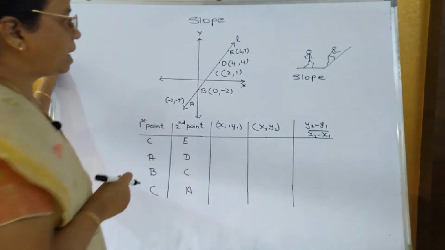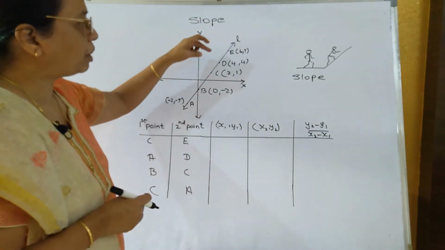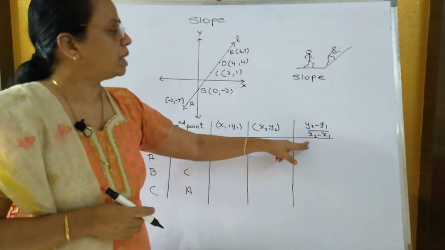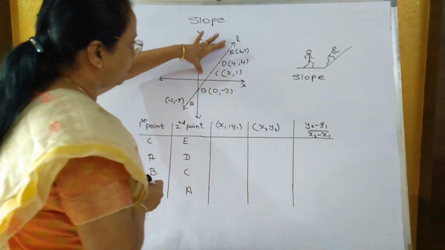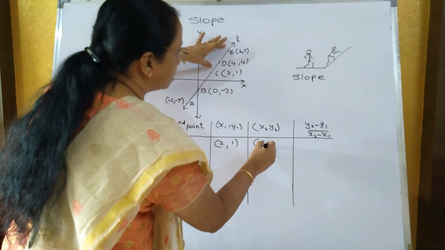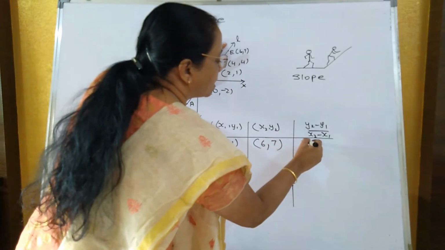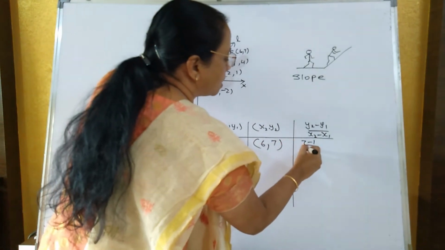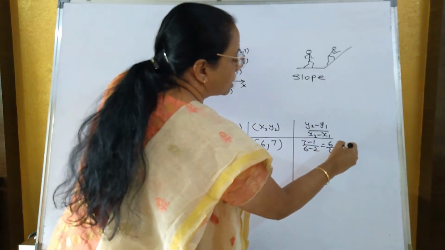Now suppose we take a line L. It's in an inclined position, that is, there is a slope in this particular line. Now take any 2 points on this line. You will get the value of y2 minus y1 upon x2 minus x1 always constant. Supposing we take C and E. C is (2, 1), E is (6, 7). Now y2 minus y1, that is 7 minus 1, upon x2 minus x1, that is 6 minus 2, that's equal to 6 upon 4. It goes in 2's table, that is 3 upon 2.